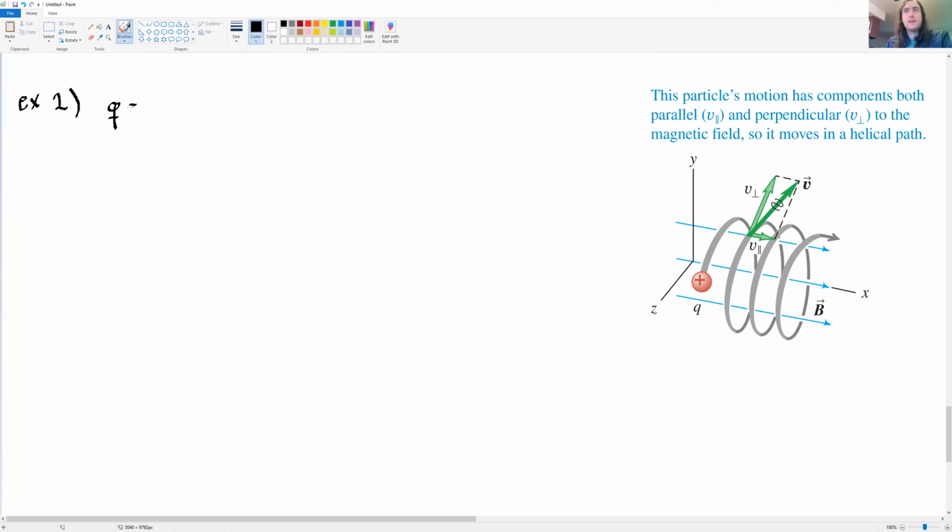Again, we're looking at a situation where we have a proton. We can use the letter e, 1.6 times 10 to the negative 19 coulombs for the charge. The mass of the proton is 1.67 times 10 to the negative 27 kilograms. This charged particle is spiraling in a magnetic field which has a magnitude of 0.500 Tesla.